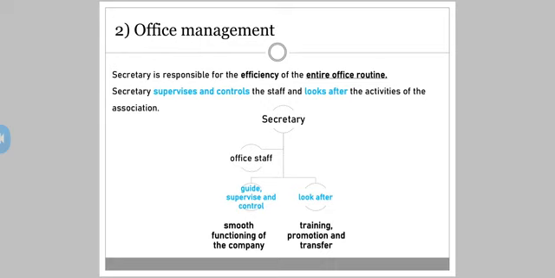To have better and smooth functioning of the company, the secretary guides, supervises and controls the office staff. On the other side, the secretary also looks after training, promotion and transfer of the employees. So this is all the work related to office management which a secretary does.